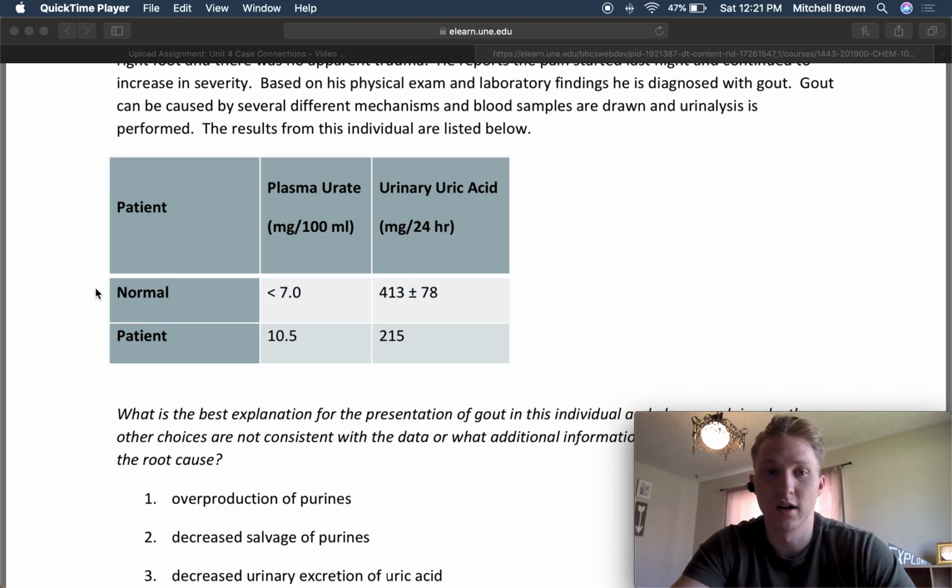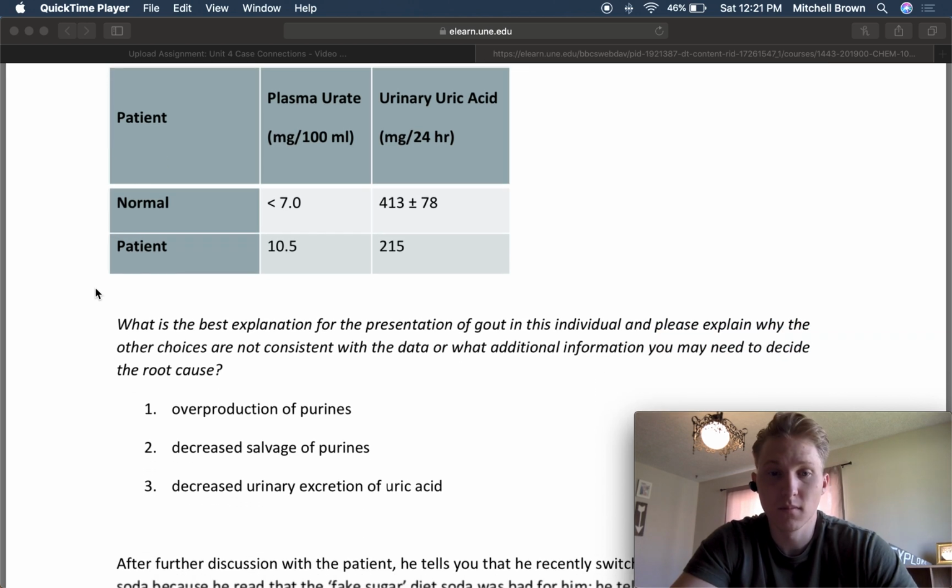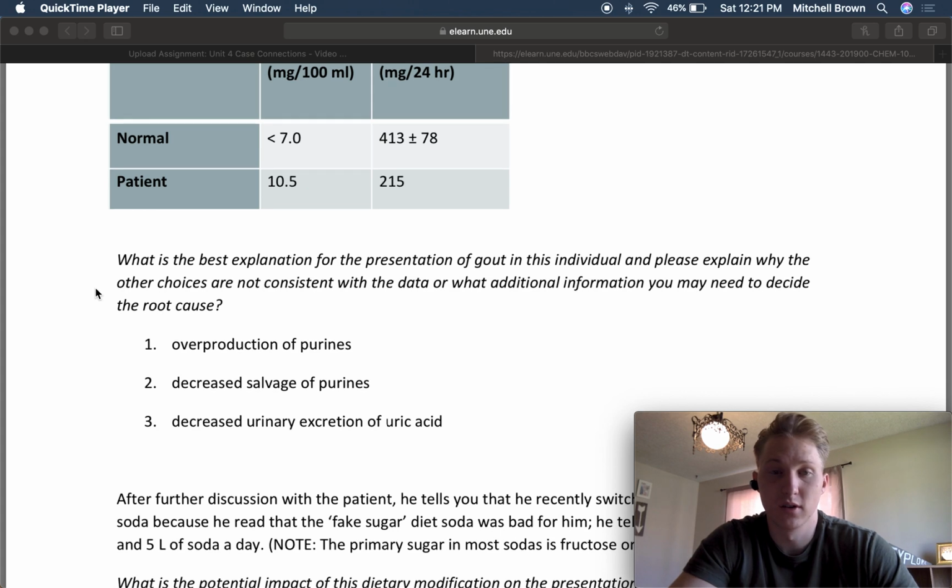In this patient, we see that there are very elevated levels of plasma urate circulating in the body. A normal level is less than 7, where our patient is at 10.5. We also see that our urinary uric acid is very low, at a decreased level. So the question posed after looking at these labs is, what is the best explanation for the presentation of gout in this individual? Please explain why the other choices are not consistent with the data, or what additional information you need to decide the root cause.